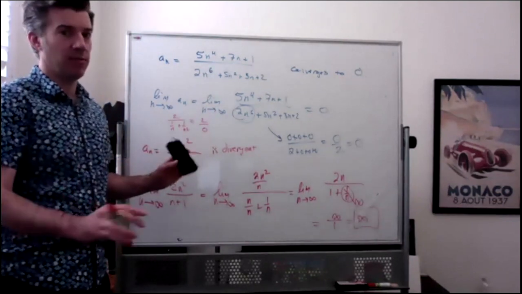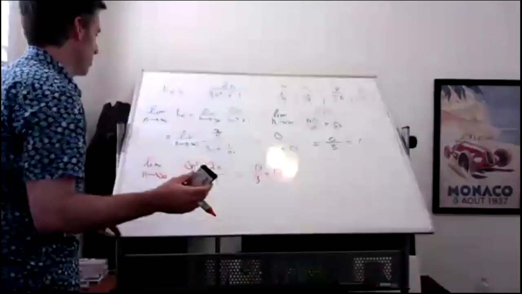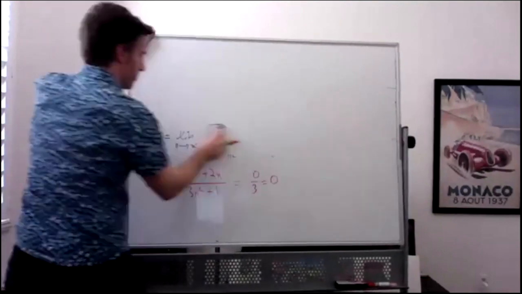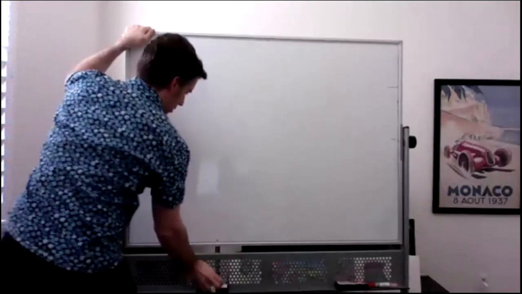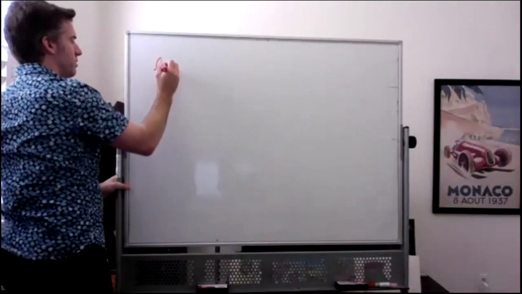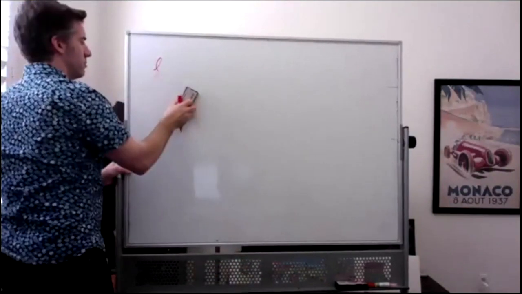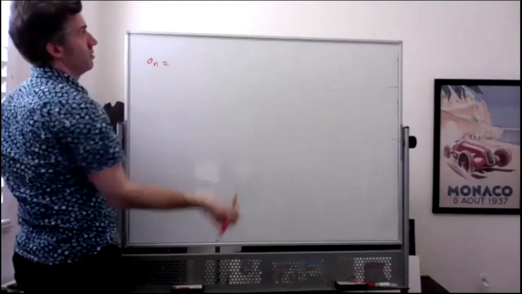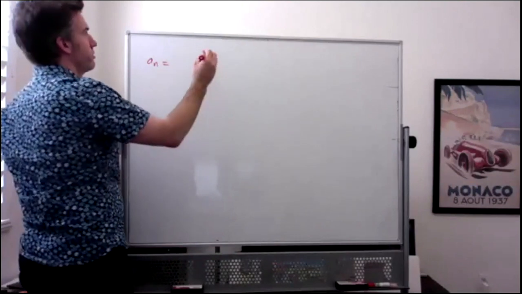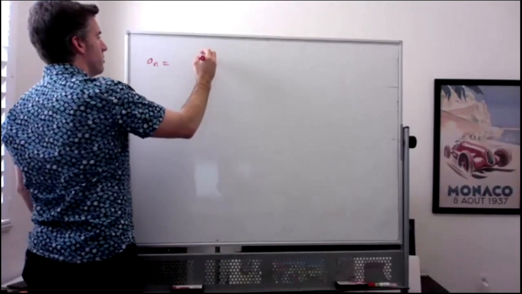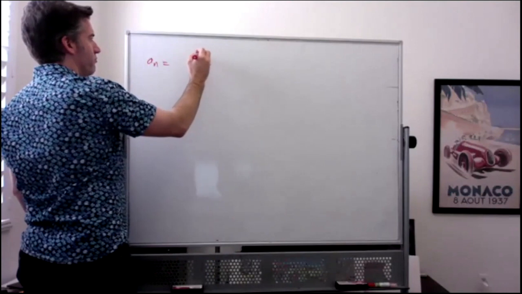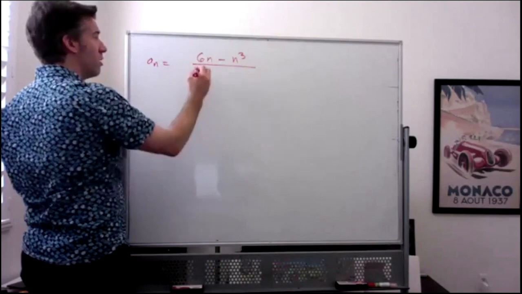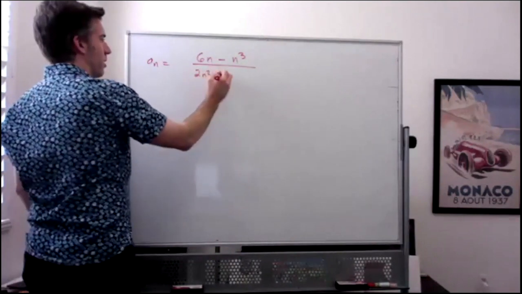Let me show you another example. Say I have the limit. Sorry, I want the sequence first. Let's see, what do I want? Sure. Let's write it kind of out of order. So let's say we've got 6n minus n cubed over 2n squared plus 1.